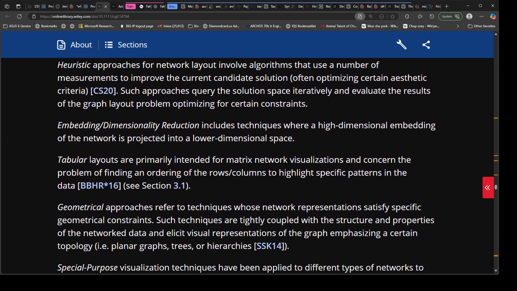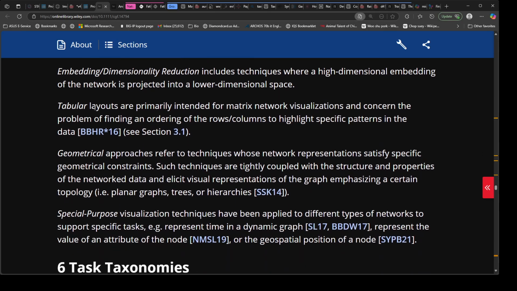Heuristic approaches for network layout involve algorithms that use a number of measurements to improve the current candidate solution, often optimizing certain aesthetic criteria, CS20. Such approaches query the solution space iteratively and evaluate the results of the graph layout problem, optimizing for certain constraints. Embedding/dimensionality reduction includes techniques where a high-dimensional embedding of the network is projected into a lower-dimensional space.